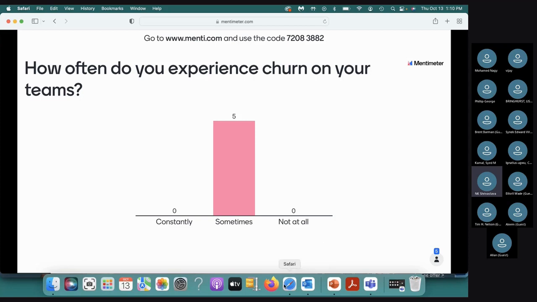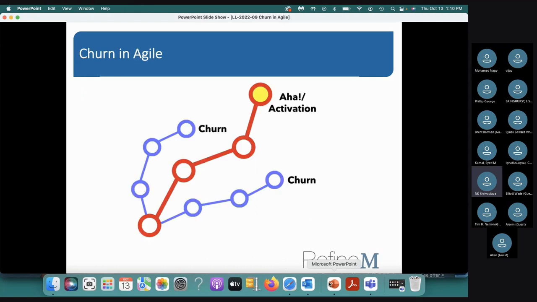Okay, so let's go back here and dive into churn in Agile. And this picture, I was trying to find a good picture that represents churn. And as I will define churn, you will know that this picture is very relevant. And this topic of churn is not very common.